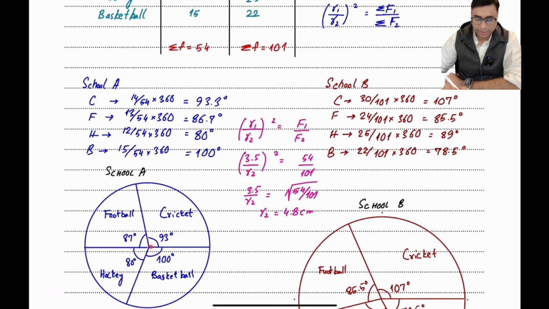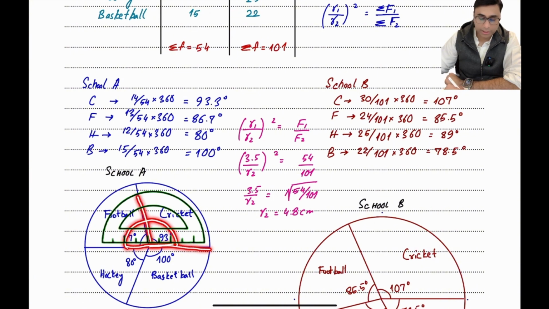I can set up any radius which is appropriate for me for the available space. Then I can draw that first initial line anywhere, and I'll use a protractor to measure an angle of 93 degrees. Once I measure the angle of 93 degrees, I will draw another line at that point, and that will represent the sector for cricket.